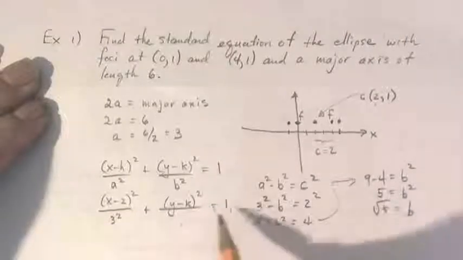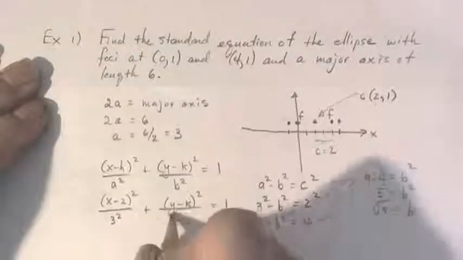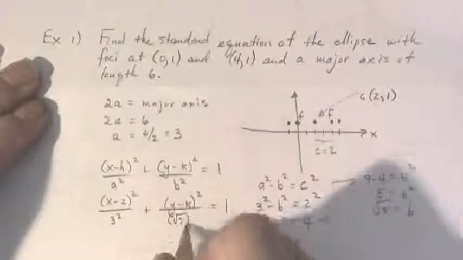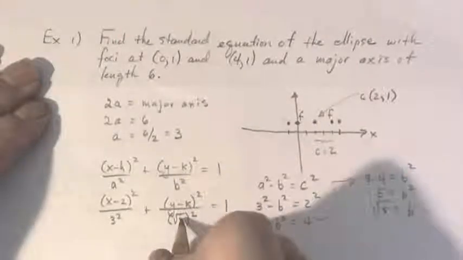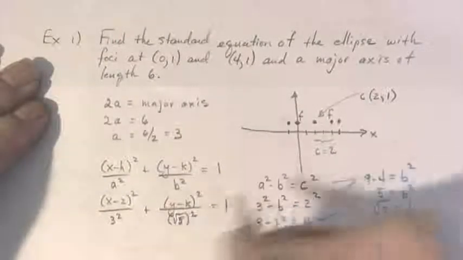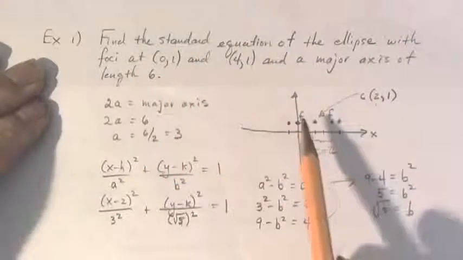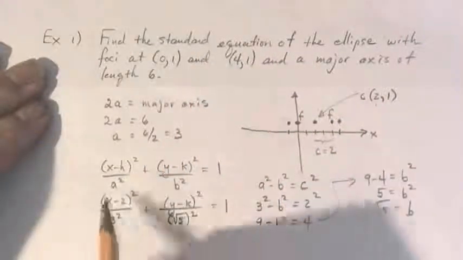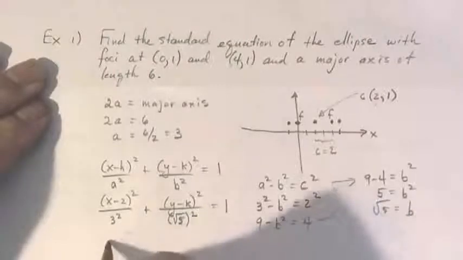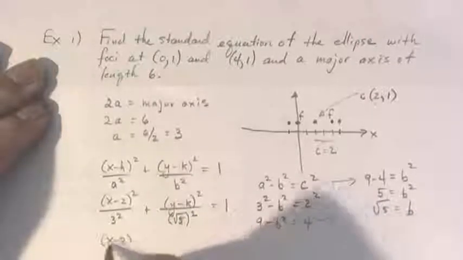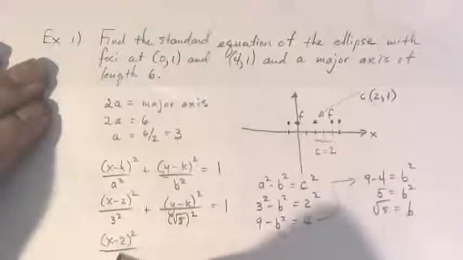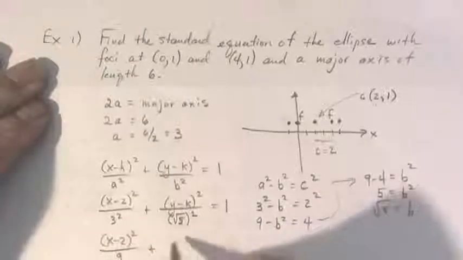So this root 5 goes right here. Root 5 squared. Make that a little neater. And have we done it? Find the standard equation. Well, this is it. Now you can write it this way, or you can also write it this way. Both ways are very common.